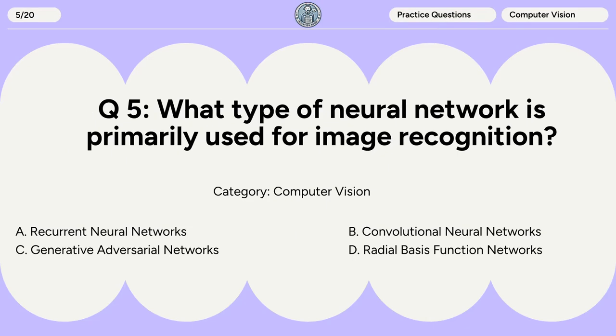Question 5. What type of neural network is primarily used for image recognition? A. Recurrent neural networks. B. Convolutional neural networks. C. Generative adversarial networks. D. Radial basis function networks.